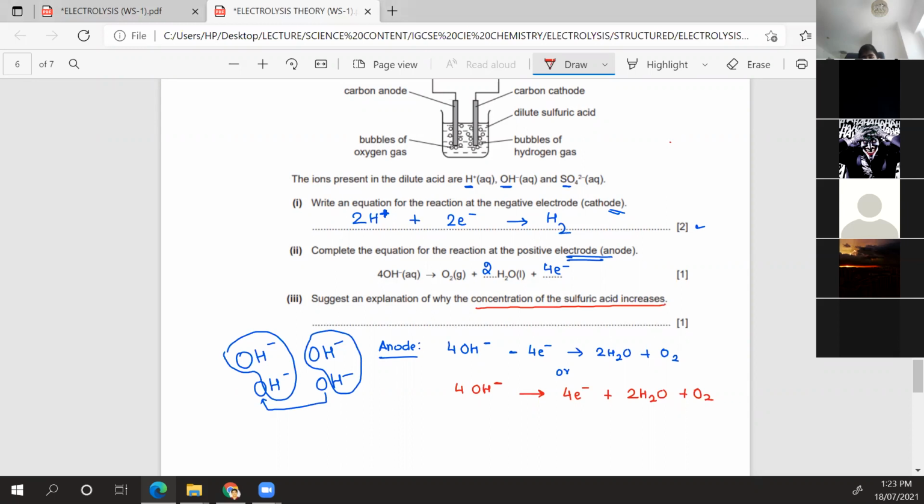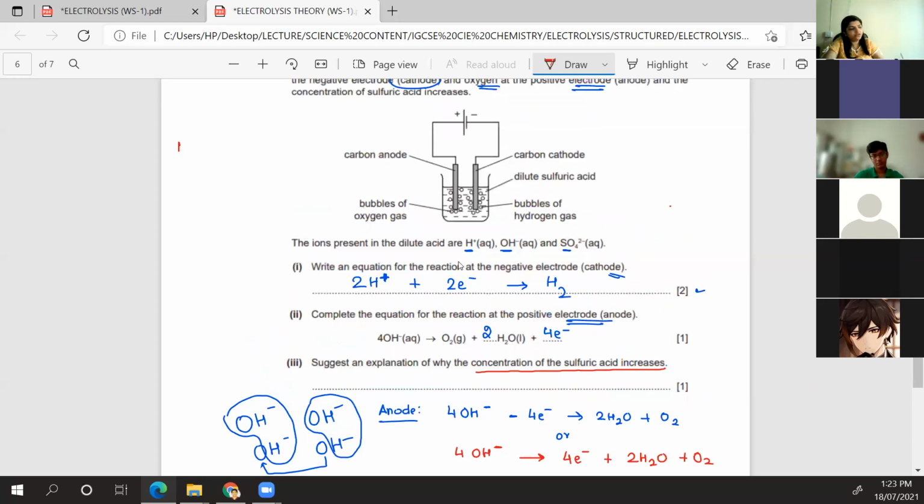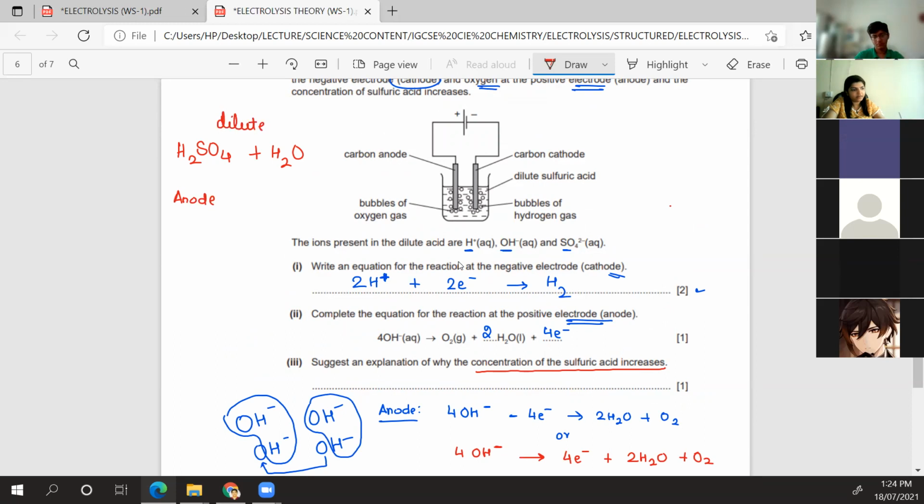Adi, can you answer this? I'm not really sure. Okay. Who can answer this? Why does the concentration of sulfuric acid increase? See, it is dilute H2SO4, which means there is already water. It's dilute, right? Yes, Manas. When something is dilute, it means it has more water content. Correct. And because both hydrogen and oxygen are being liberated, there'll be more sulfuric acid. Yes, that's absolutely correct, Manas.